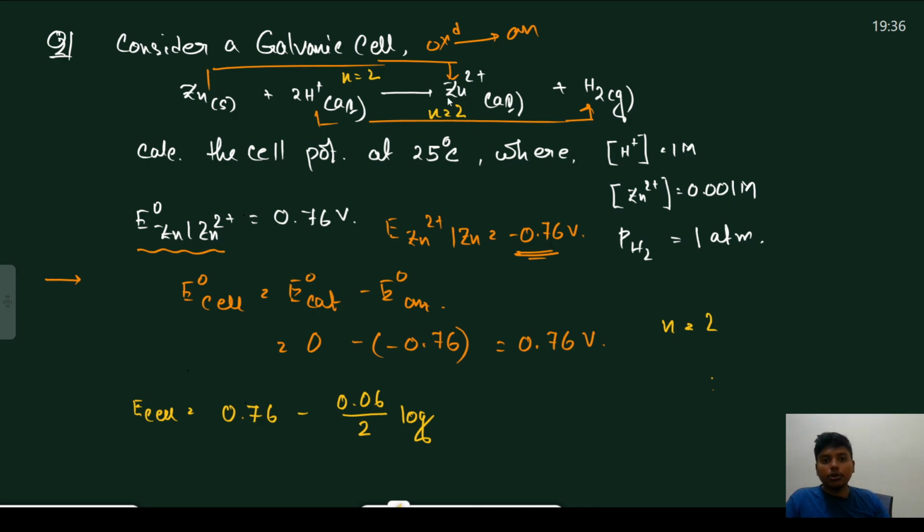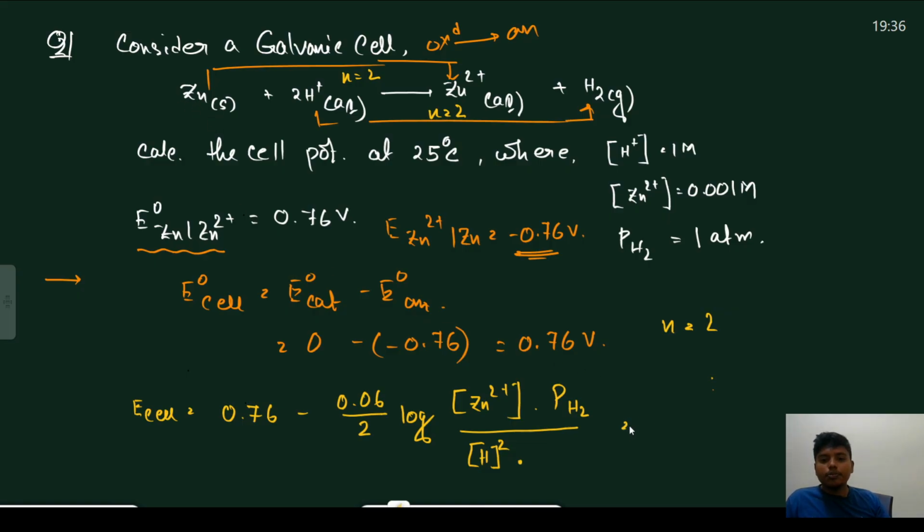Product first will come. So the concentration of product, zinc 2 plus, into the pressure of hydrogen gas, divided by the reactant concentration, H plus. So H plus concentration squared, multiplied with the zinc concentration, but zinc is solid, so we don't need to write it. No need to check, so this is 1 only.